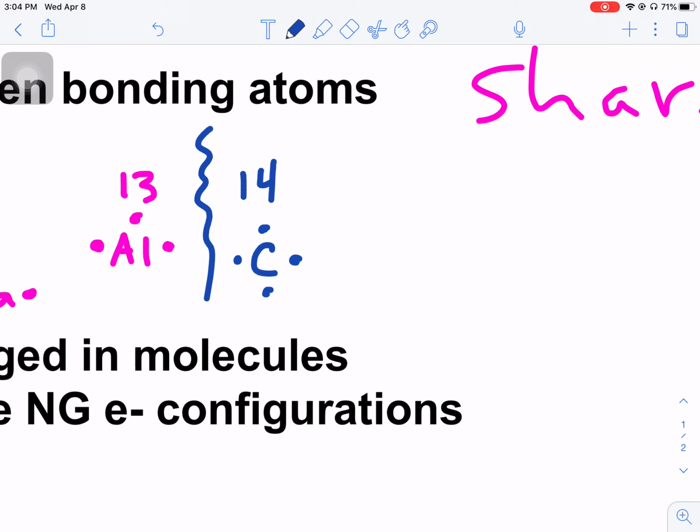All right, we get over to group 15, and I'm going to pick nitrogen. Nitrogen has a lone pair, and nitrogen has five valence electrons. Nitrogen has three singles, and those three singles can form covalent bonds.